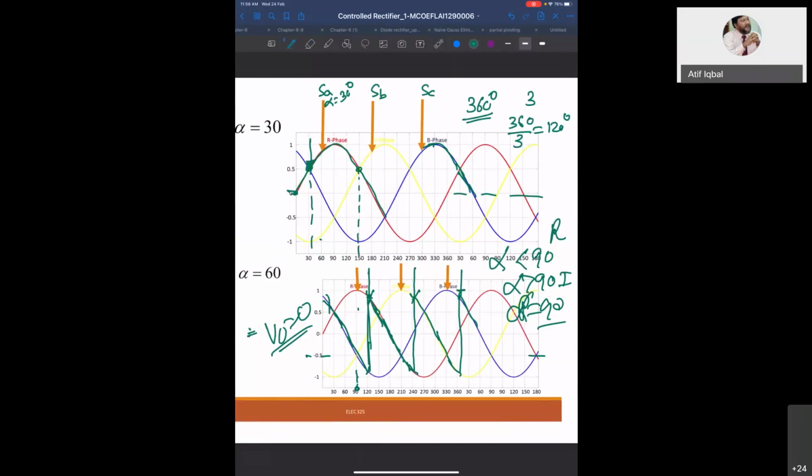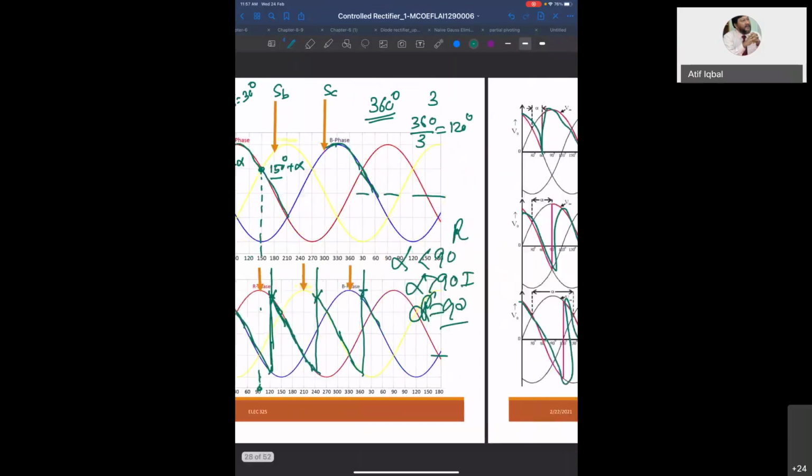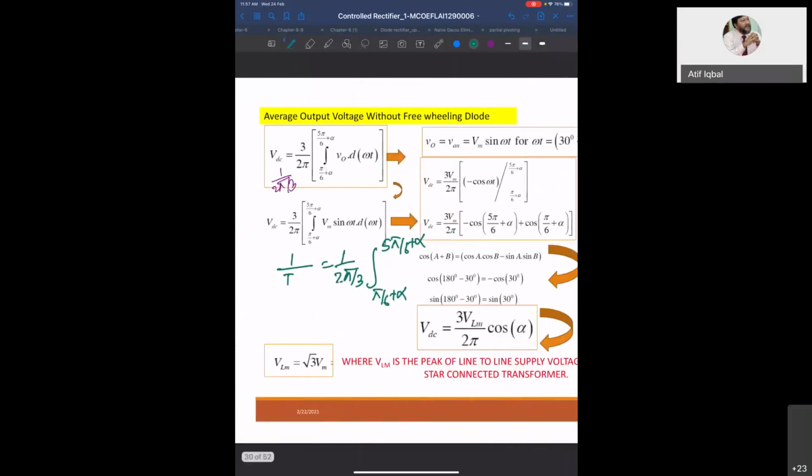And if I assume alpha is equal to 0 or any other alpha, I can write this point as 30 plus alpha. And my final point is 150 degree plus alpha, because 30 and 150, because 120 degree is the total conduction. So the total period is 2 pi by 3. The integration will start from pi by 6 plus alpha. It will go up to 5 pi by 6 plus alpha.